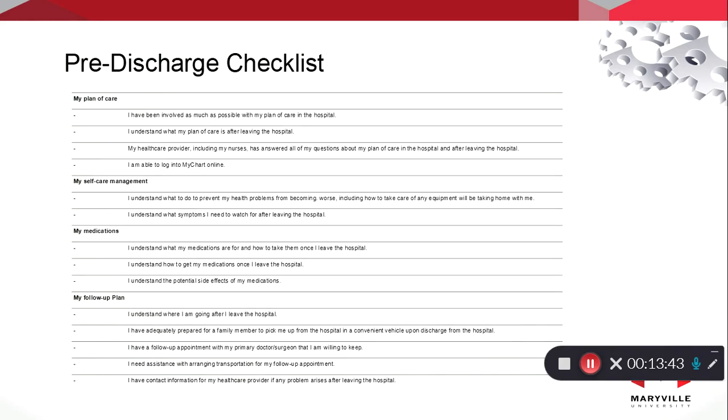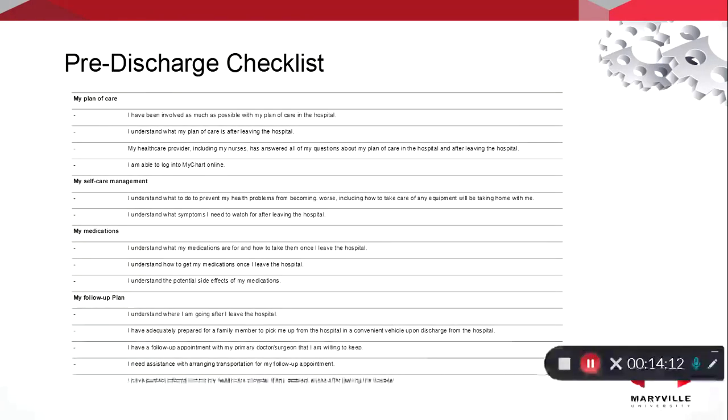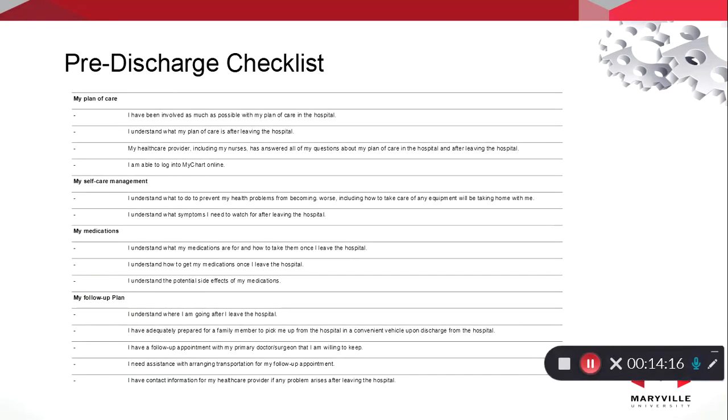A set of pre-discharge checklists was created in 4 subtopics. That way, the questions help us measure the satisfaction rate of these patients. For example, the first part comprises my plan of care, which is the patient's plan of care. Questions in that section include: I have been involved as much as possible with my plan of care in the hospital. This is what we're asking the patient. Are they involved as much as possible?